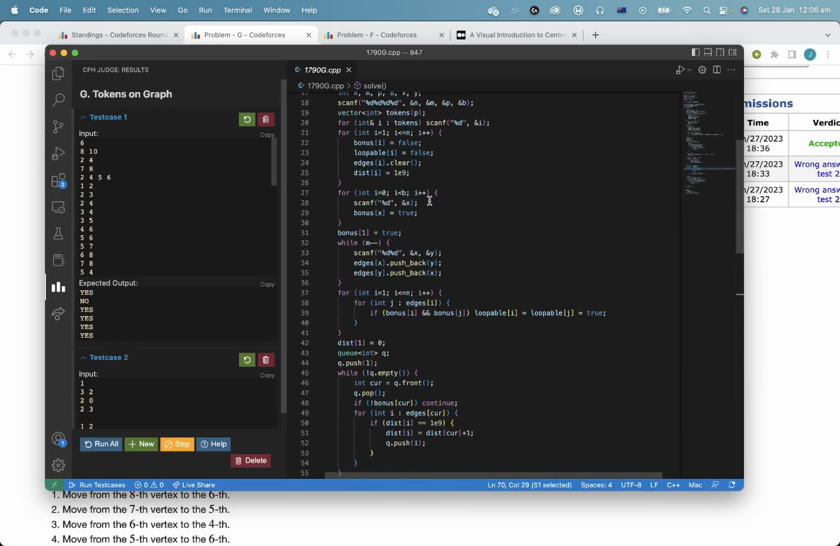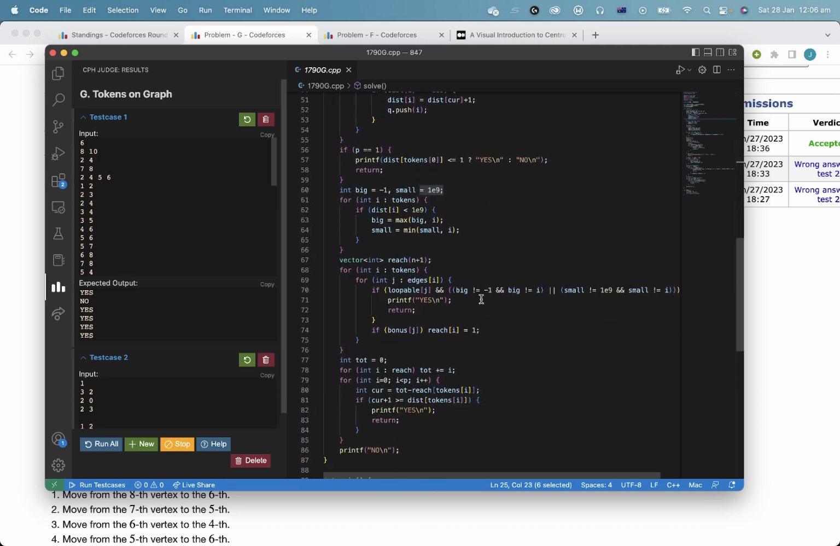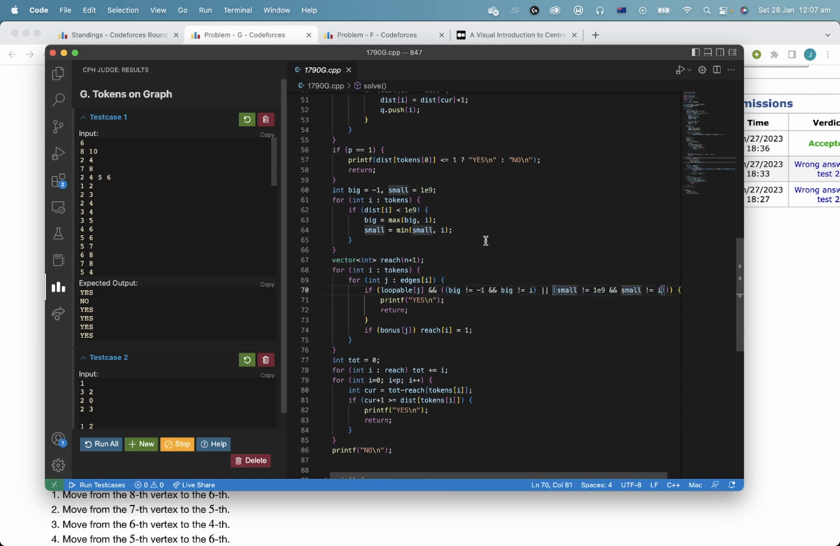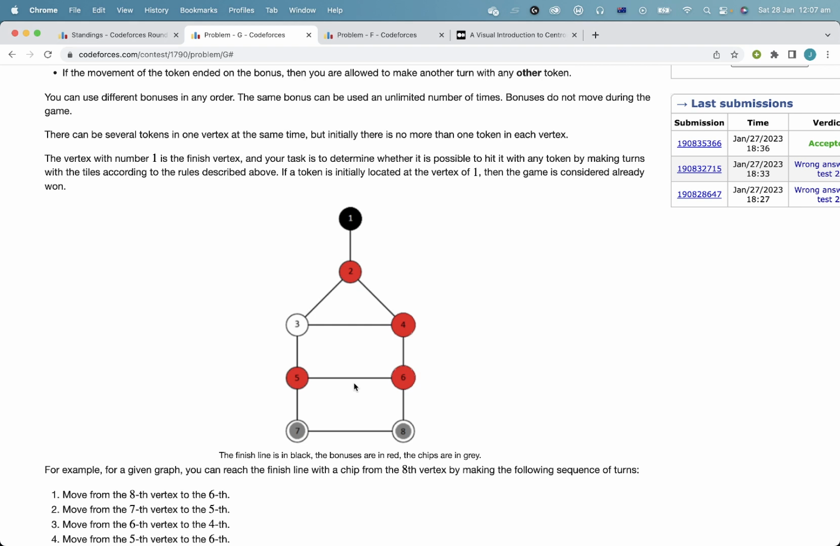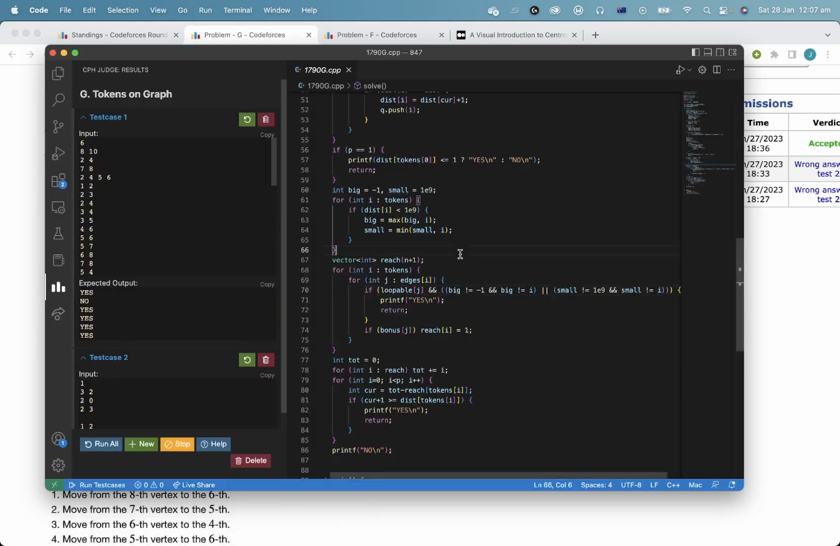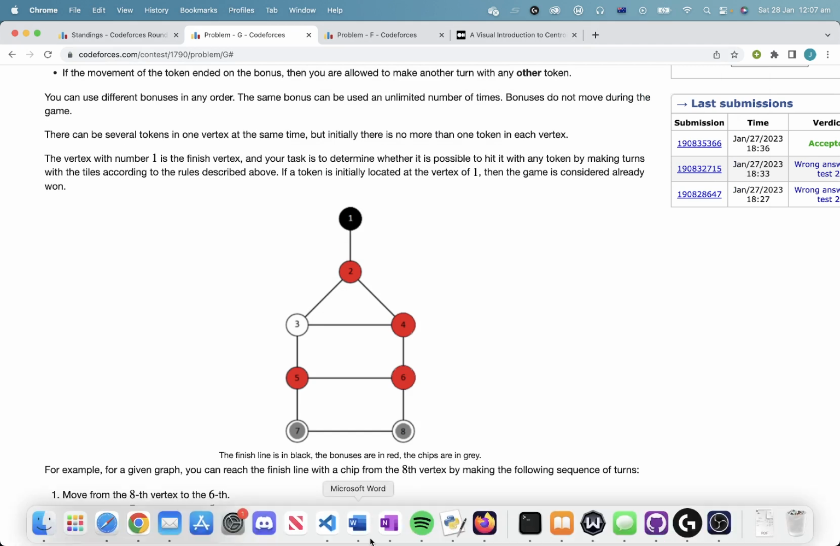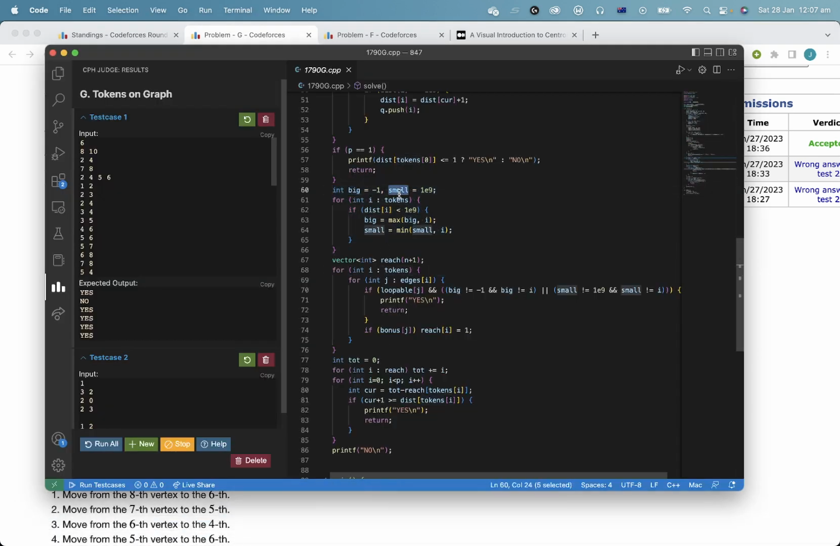Because of the way I set up my BFS, where I set my BFS distance to 1e9, a token can reach node 1 if and only if its distance is less than this infinity. So I basically need to check whether there's some other token which has a distance not equal to 1e9, i.e. it can reach node 1. And I don't want to check every other token because that would be slow. The way I'm doing it is I only consider the smallest and the biggest indexed tokens which can reach node 1, and then I only need to consider these two tokens as possible candidates.